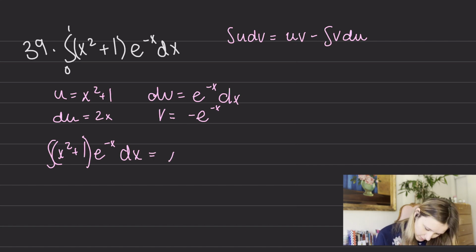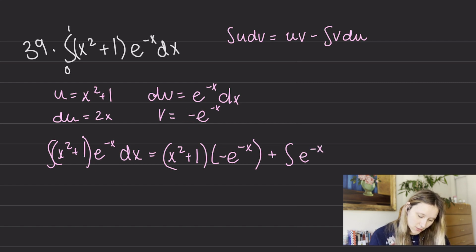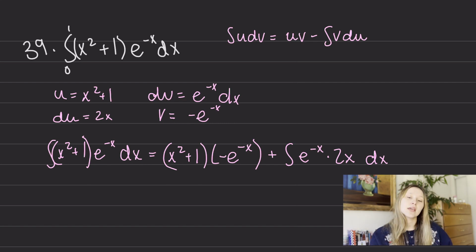uv is going to be x squared plus 1 times minus e to the minus x, minus v du. And so we get, I'm just going to make this a plus and get rid of that minus here, e to the minus x times 2x dx. And would you look at that, we have another integration by parts. Lord have mercy, I don't know what to do here except we're going to do it again.